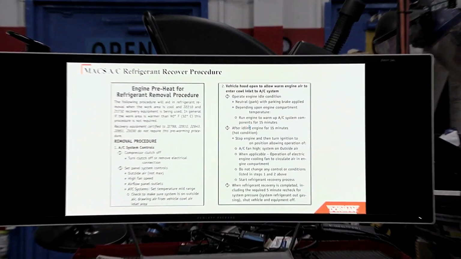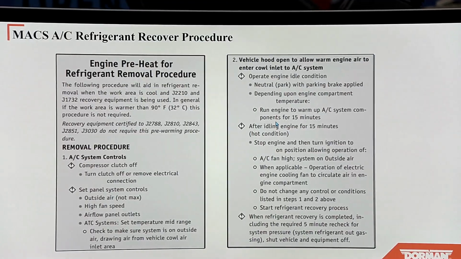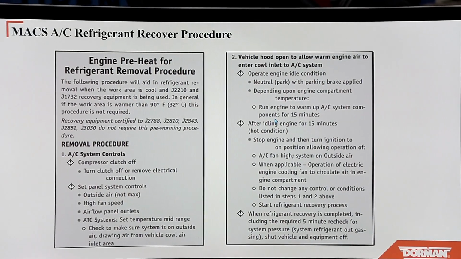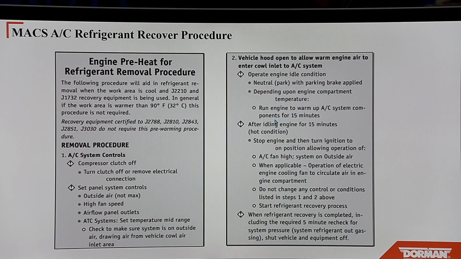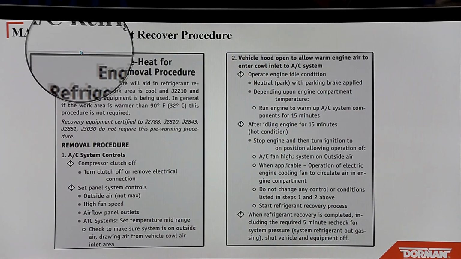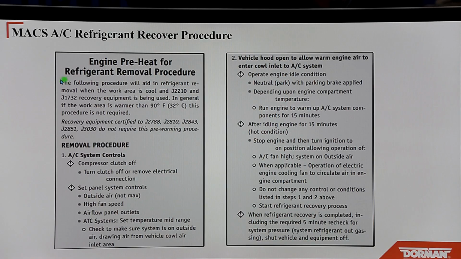Now here's something from Max Mobile Air Climate. Now the AC system recovery procedure. It's always difficult to recover the refrigerant on an accumulator system, but sometimes even on a non-accumulator system. So, engine preheat removal procedure: the following procedure will aid in refrigerant removal when the work area is cool and recovery equipment is being used. In general, if the work area is warmer than 90 degrees, this procedure is not required, unless the canister is frozen.